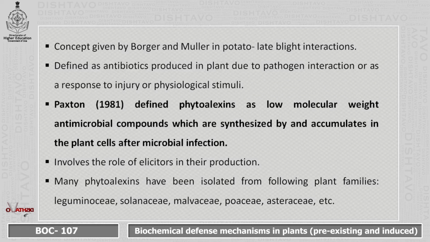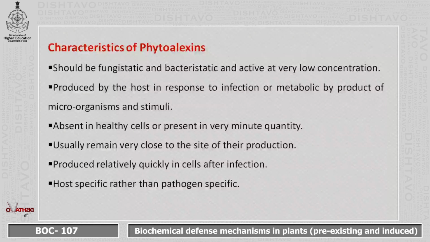Many phytoalexins have been isolated from the following plant families: Leguminosae, Solanaceae, Malvaceae, Poaceae and Asteraceae. Certain characteristics of phytoalexins: the phytoalexin should be fungistatic and bacteriostatic and active at very low concentration. It should be produced by the host in response to infection or as a metabolic by-product of microorganisms and stimuli. Also it is absent in healthy cells or present in very minute quantity. It usually remains very close to the site of its production and is produced relatively quickly in cells after infection. It is host specific rather than pathogen specific.